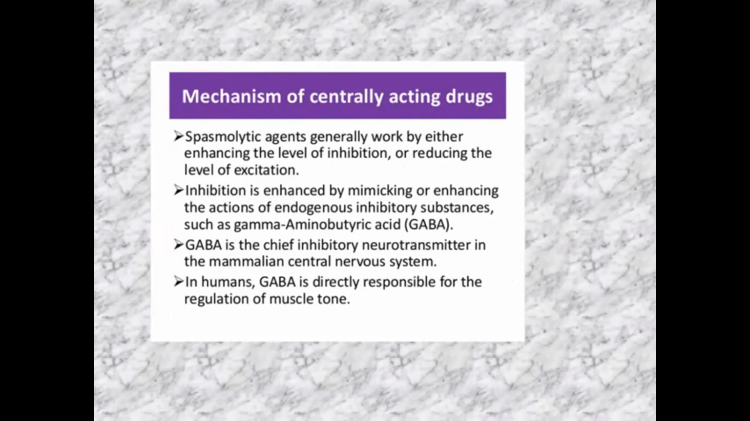Centrally acting drugs act in two ways. Either they enhance the inhibition or reduce the level of excitation. You know there are inhibitory neurotransmitters and excitatory neurotransmitters. So the centrally acting muscle relaxant binds with inhibitory neurotransmitter and its activity is enhanced. Or it can bind with excitatory neurotransmitter and reduce the excitation. One important example of an inhibitory neurotransmitter is GABA, gamma aminobutyric acid.